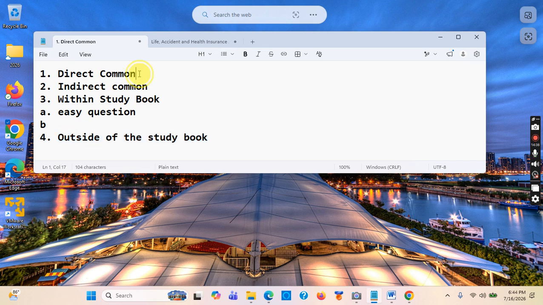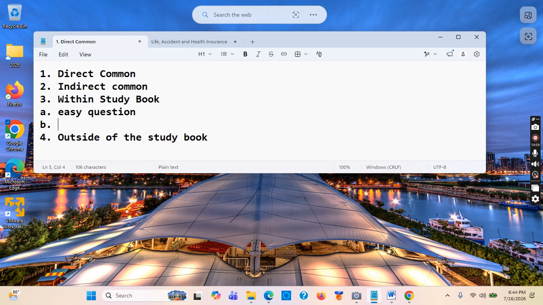So direct questions cannot be missed. Indirect questions also cannot be missed. Within the study book, if it is easy, it can be answered within 1 minute, 20 seconds, 30 seconds. If it is hard, then it will take more than 1 minute. It may take 3 minutes, 4 minutes.